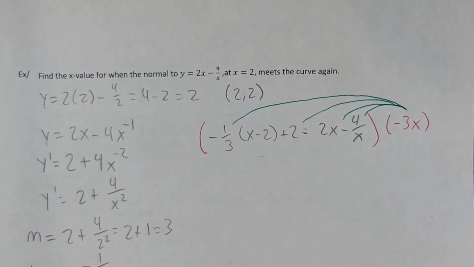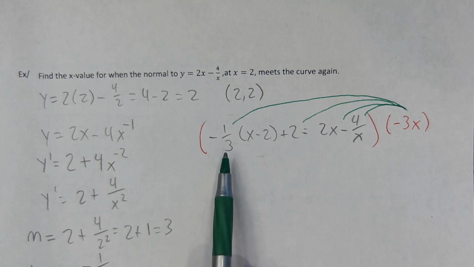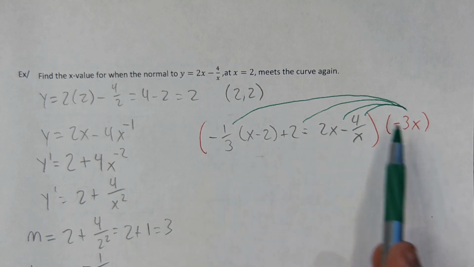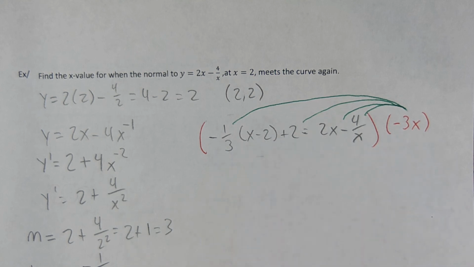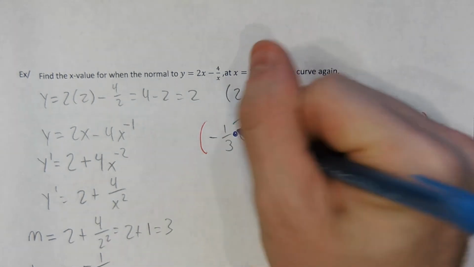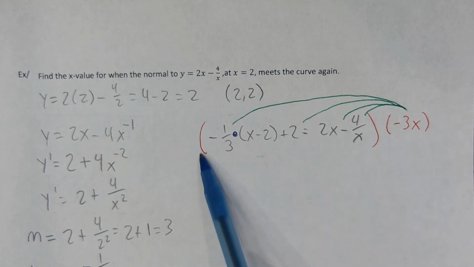You can't distribute it to the inside of the parentheses because those parentheses are being protected by this fraction right here. So no, it does not go to the negative 2 and the x. That's just not how math works, okay? Because these two things are being multiplied together. You're multiplying this negative 3x to the system that you have here.